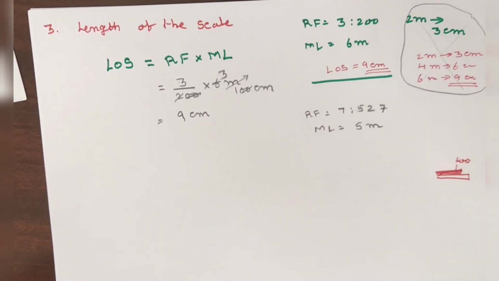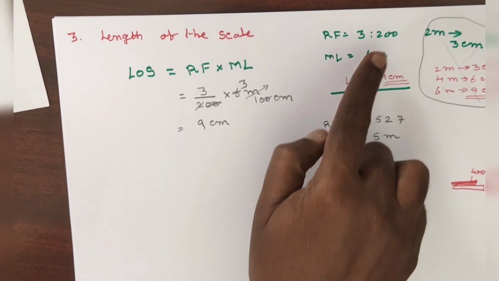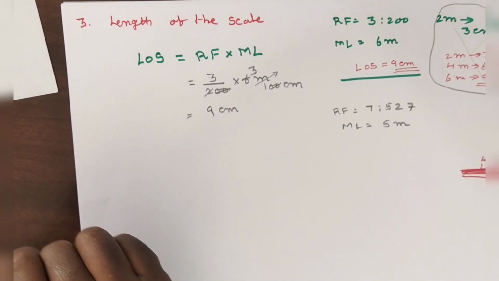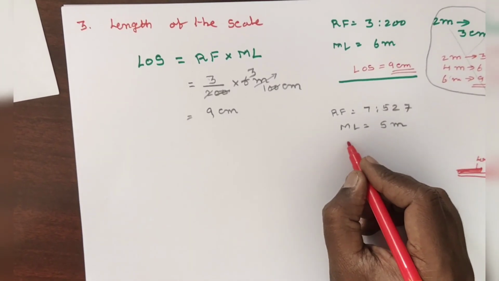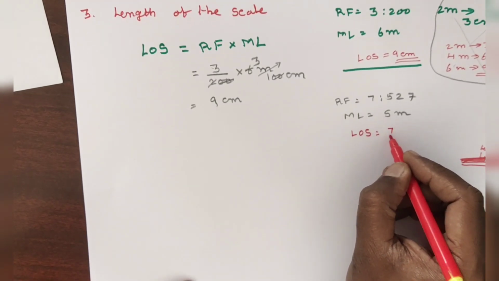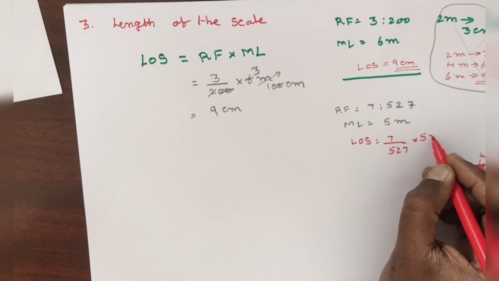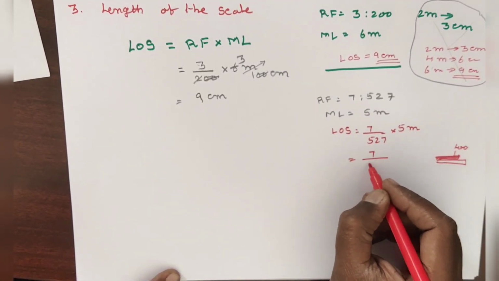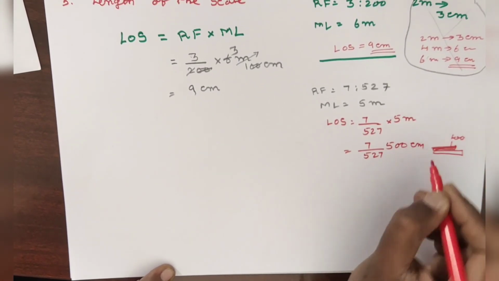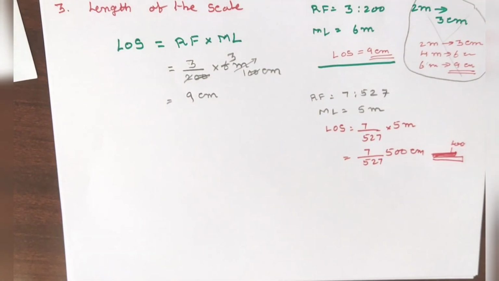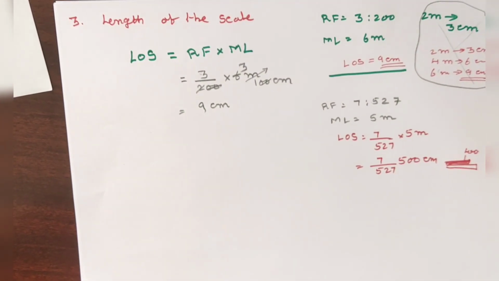Am I right or not? So I don't have the information that 2 meters is 3 centimeters, but I have the representative factor, and I got it. Similarly, what is the length of the scale for this particular case? 7 divided by 527 into 5 meters, that is equal to 7 divided by 527 into 500 centimeters. If you do this calculation, how much value will you get?